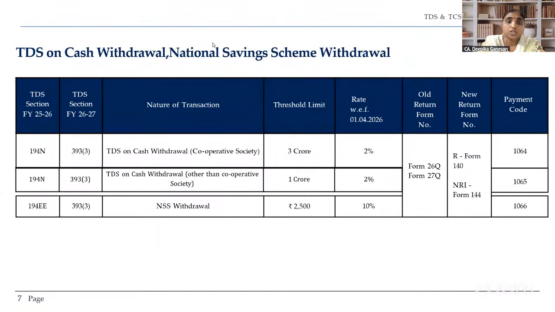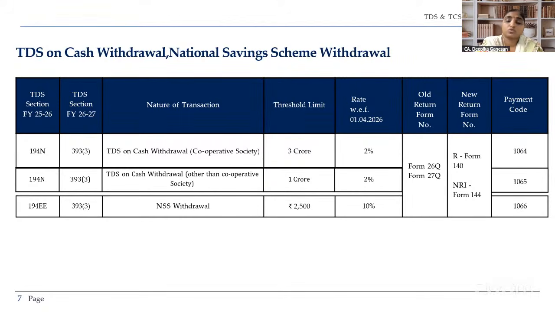Now, whenever you withdraw any cash from the cooperative society or other than the cooperative society, or in case of NSS, that is National Savings Schemes withdrawal, what is the change? The TDS on cash withdrawal from cooperative society: 194N is replaced with 393 subsection 3, and the threshold limit is 3 crores. TDS is 2%. If it is resident, now it is 140. Earlier it was 26Q. Non-resident, it is 144. Earlier it was 27Q.